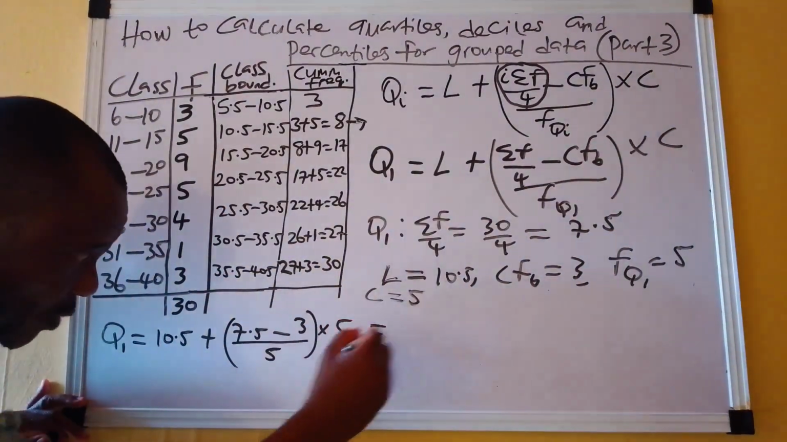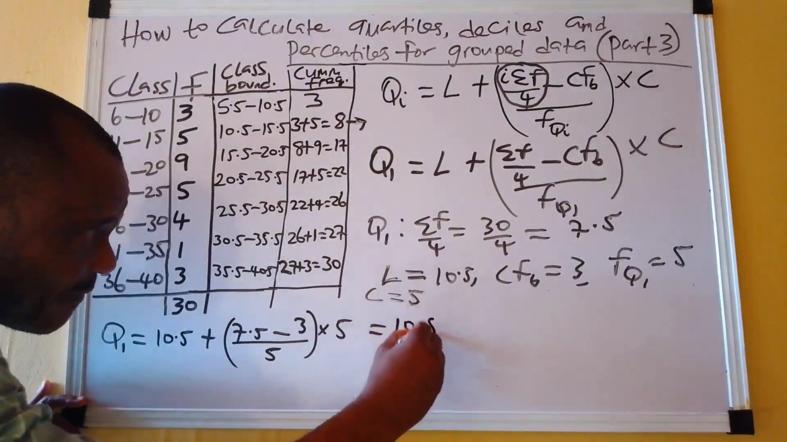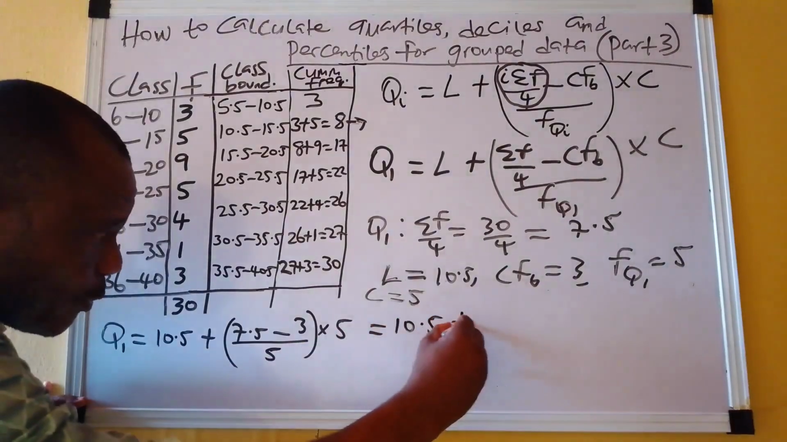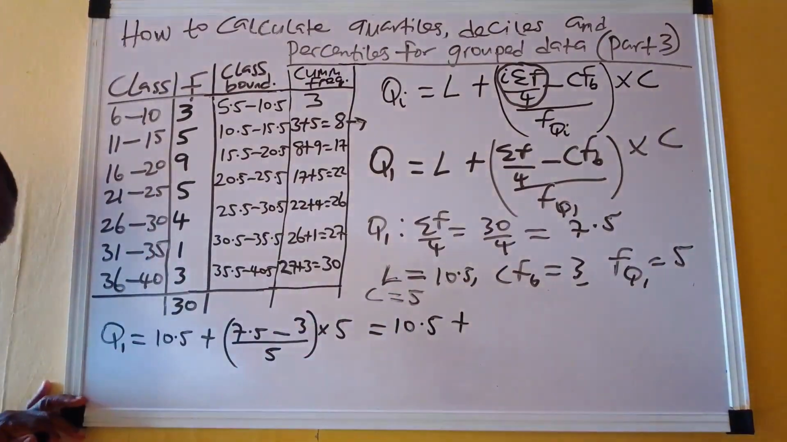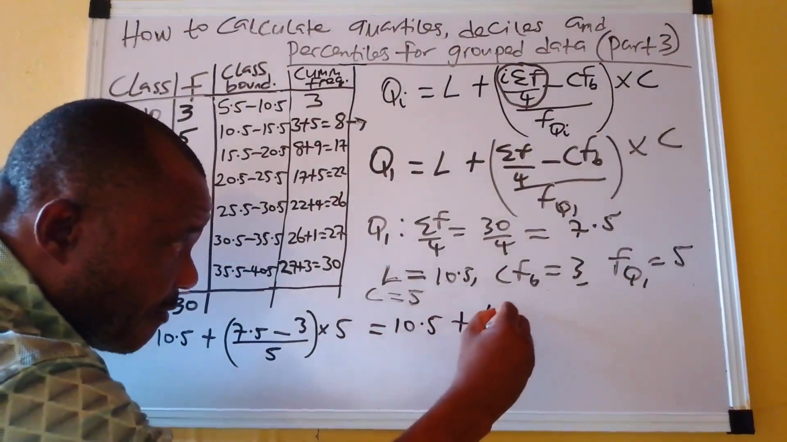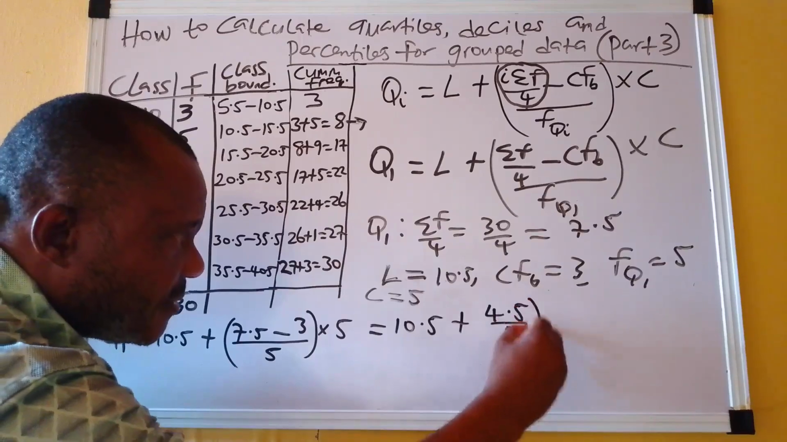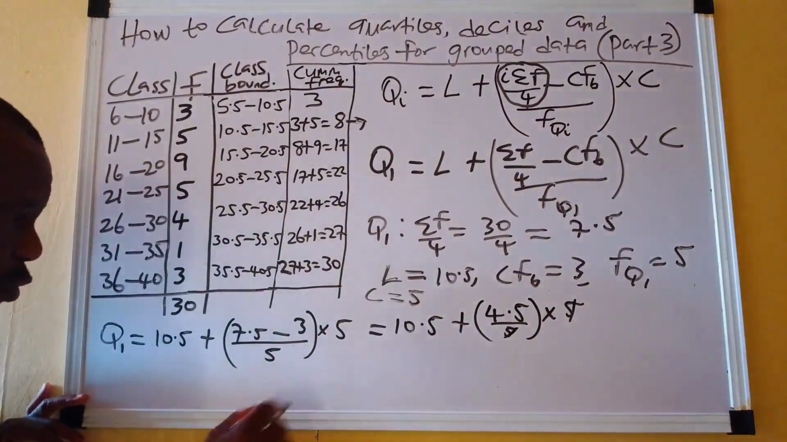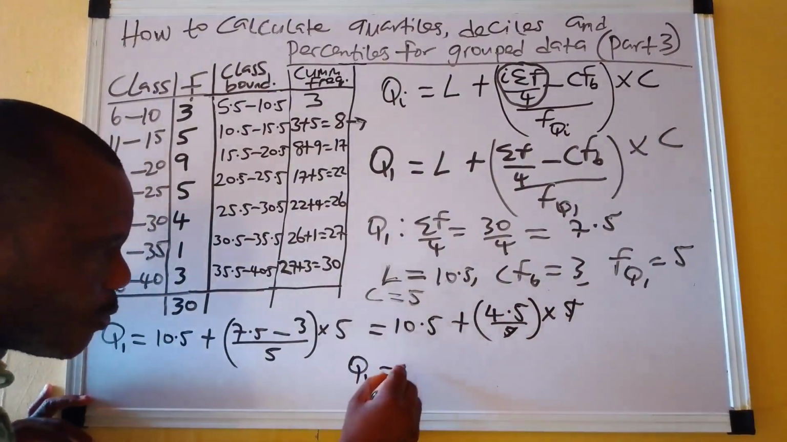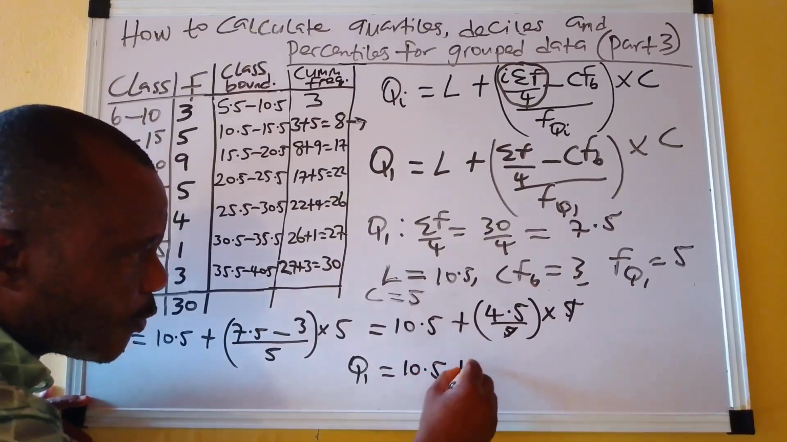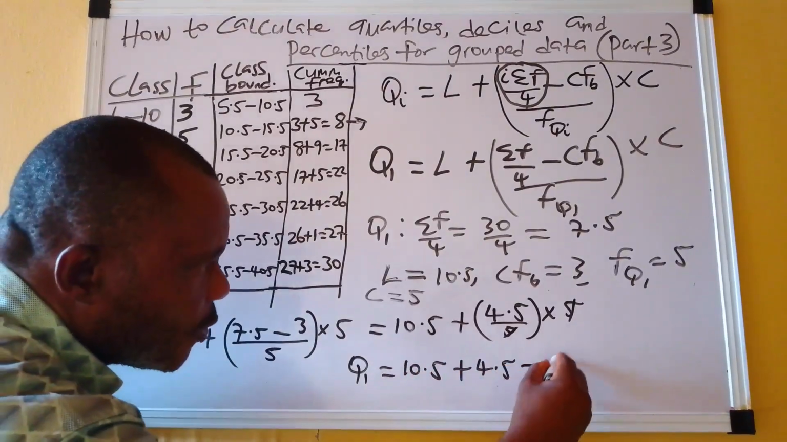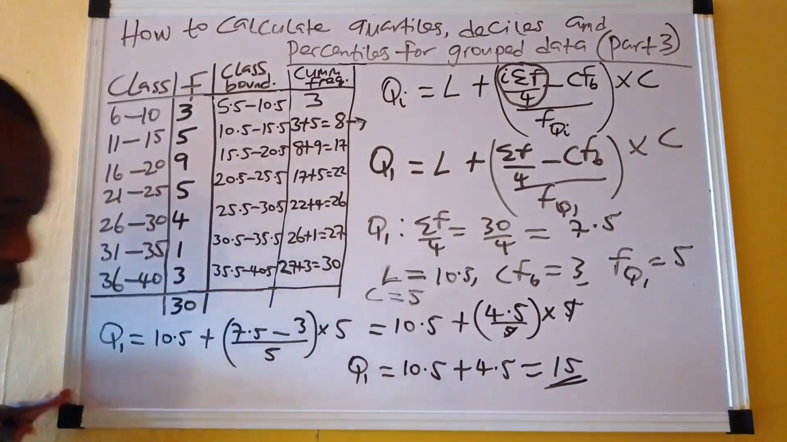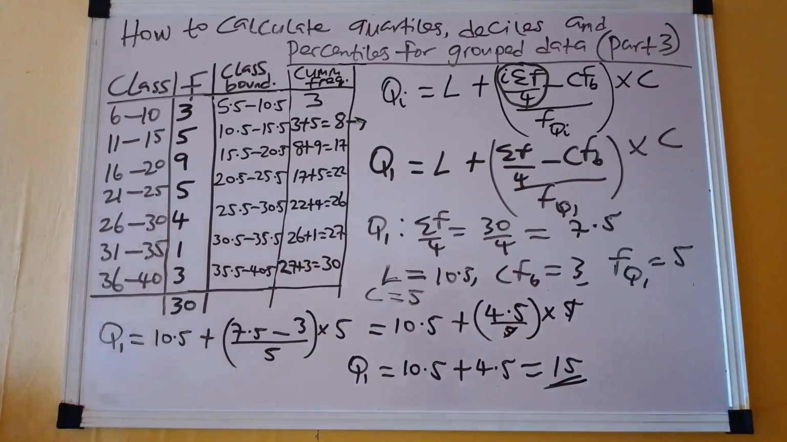So this will now leave us with 10.5 plus 7.5 minus 3, which is 4.5. 4.5 all over 5 times 5. This 5 here, we cancel this 5. So our Q1 will be equal to 10.5 plus 4.5, and that is equal to 15. So our Q1 is 15. Our first quartile is 15.